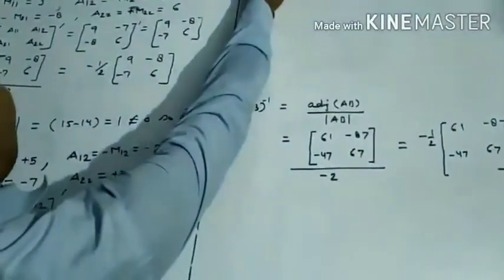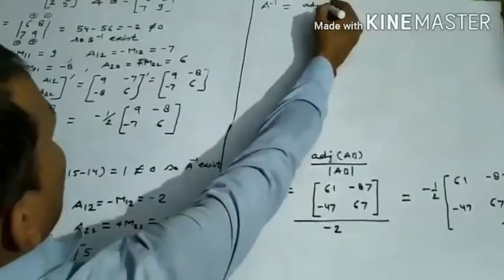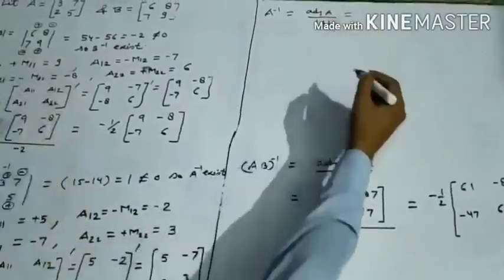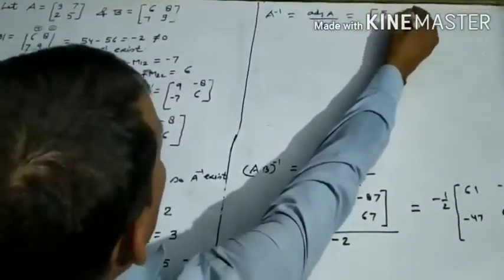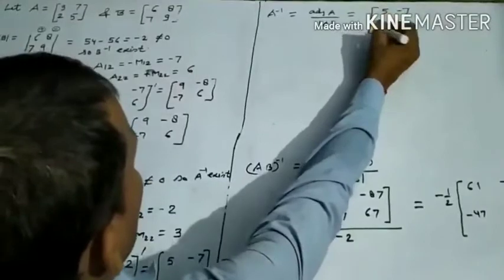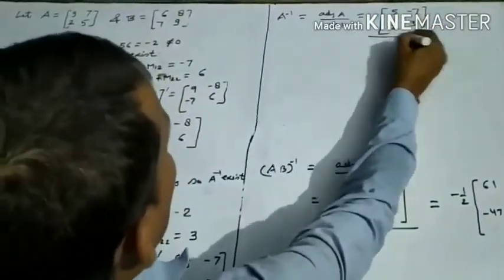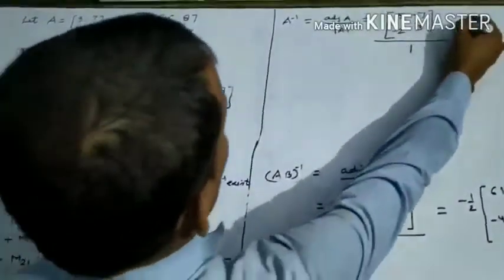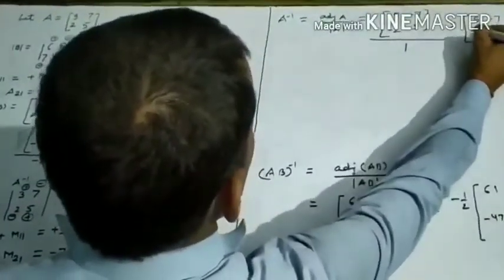Now A inverse is equal to adjoint A upon determinant of A. So adjoint A is 5, minus 7, minus 2, 3, and the determinant of it is 1, so simply 1. This is equal to 5, minus 7, minus 2, 3.